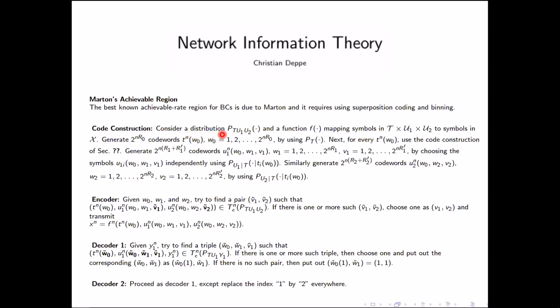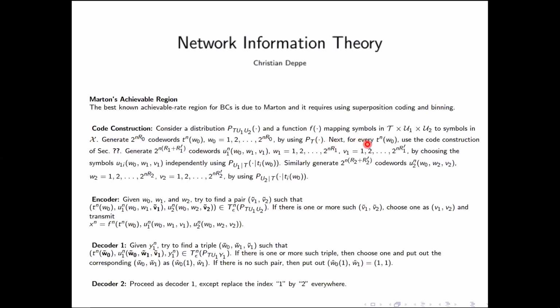We consider a distribution P_T U1 U2, and a function that maps symbols T times U1 times U2 to symbols in X. So first we generate 2^(nR0) codewords T^n(W0), W0 from 1 to 2^(nR0), by using the distribution T. So next, this is for the common messages.